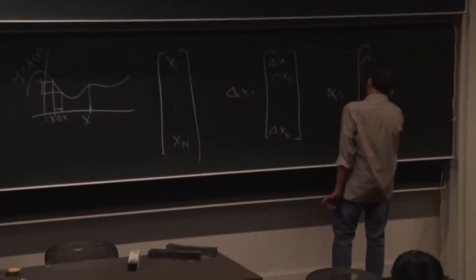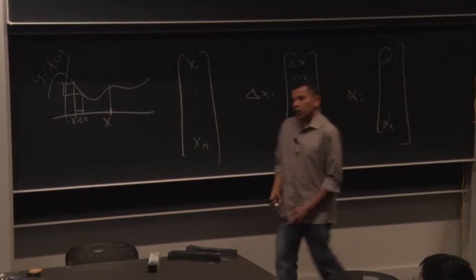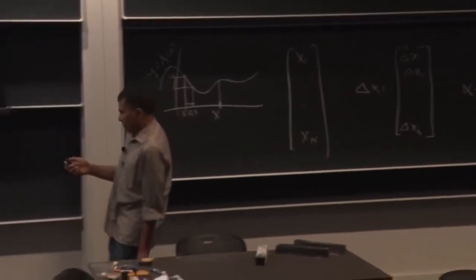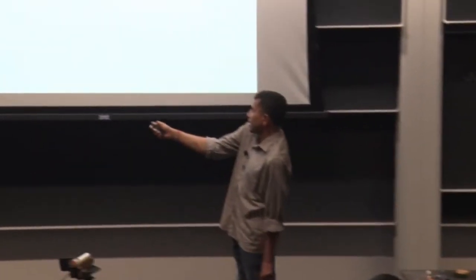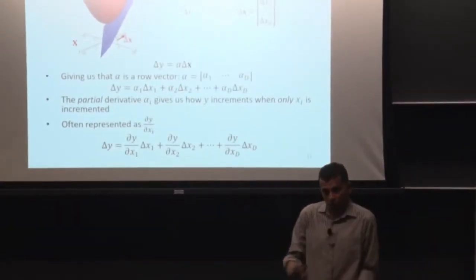Alpha 1 through alpha n. And the overall computation that you get for computing the derivative is delta y is alpha 1 times delta x1 plus alpha 2 times delta x2 and so on. Right?